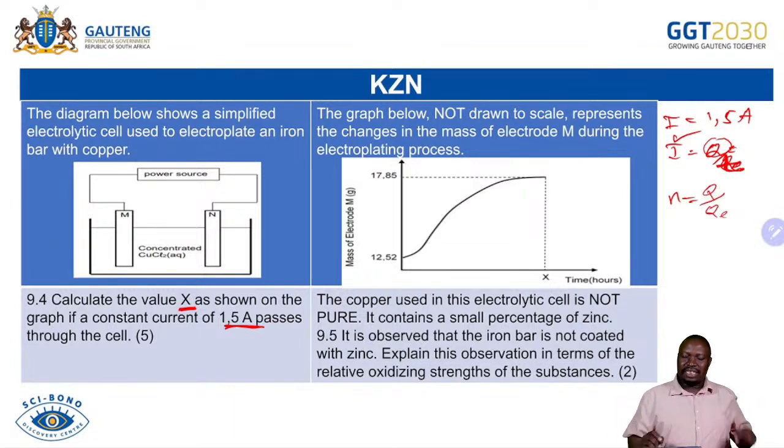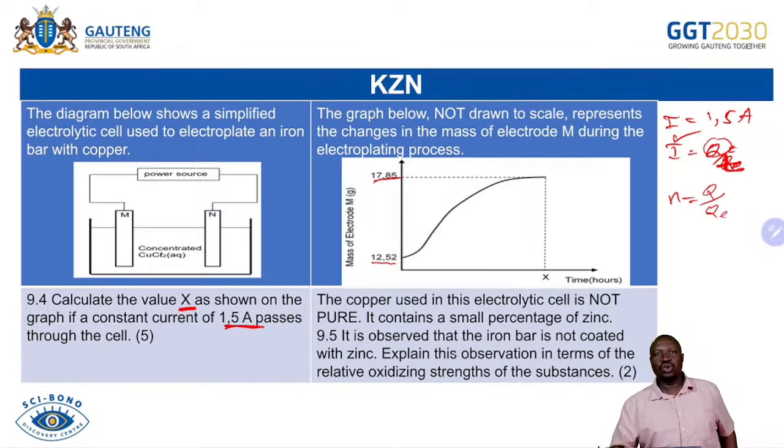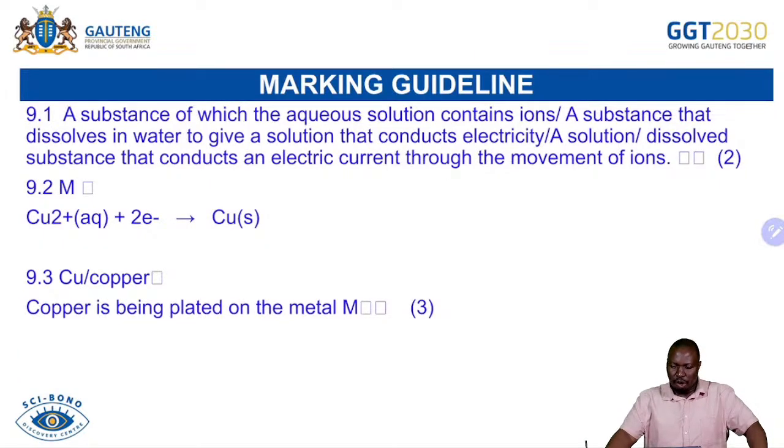So the main thing I want to emphasize as we conclude is that you could have seen already that our mass increased from 12,52 to 17,85. This change in mass we can use to calculate the number of moles if we want to solve that problem. Once we have the number of moles, it will help us to finish this type of question.